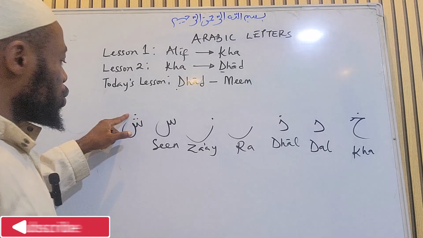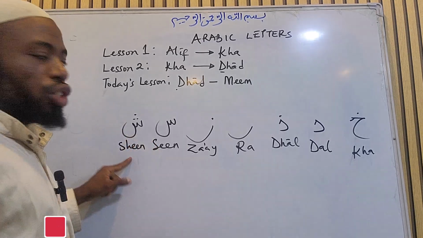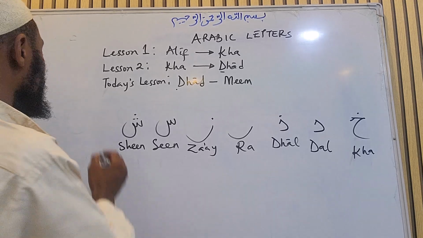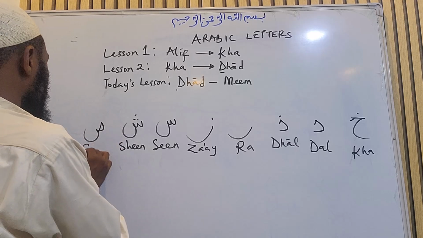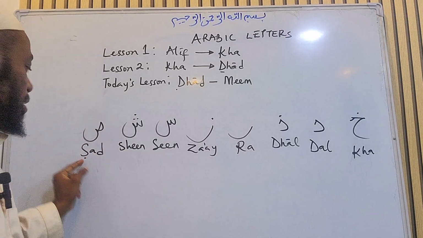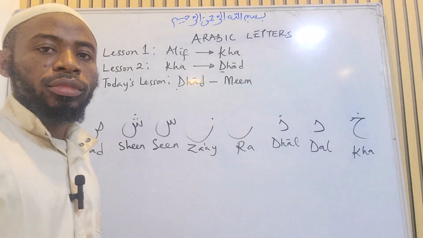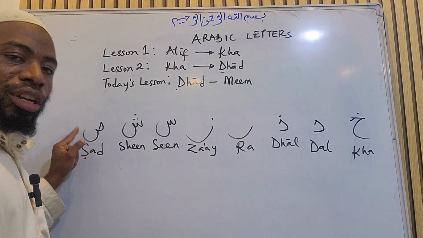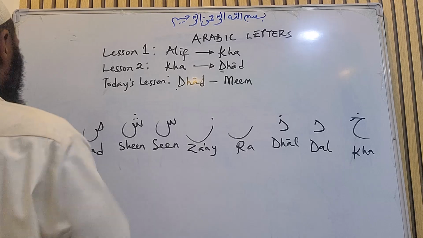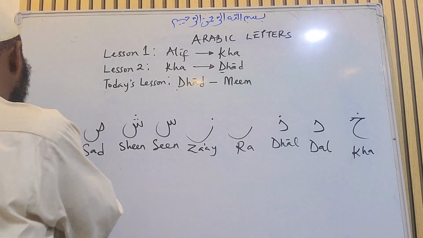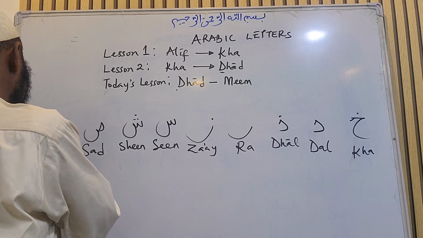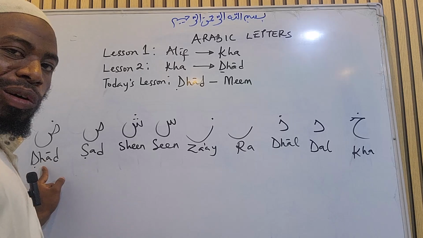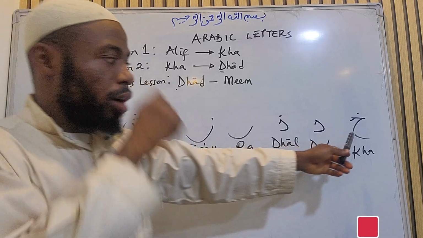The next one is Sheen. We have the next, Sword. Next one, which was the last one we did in our last class, Dod. So let's take it from Ha.